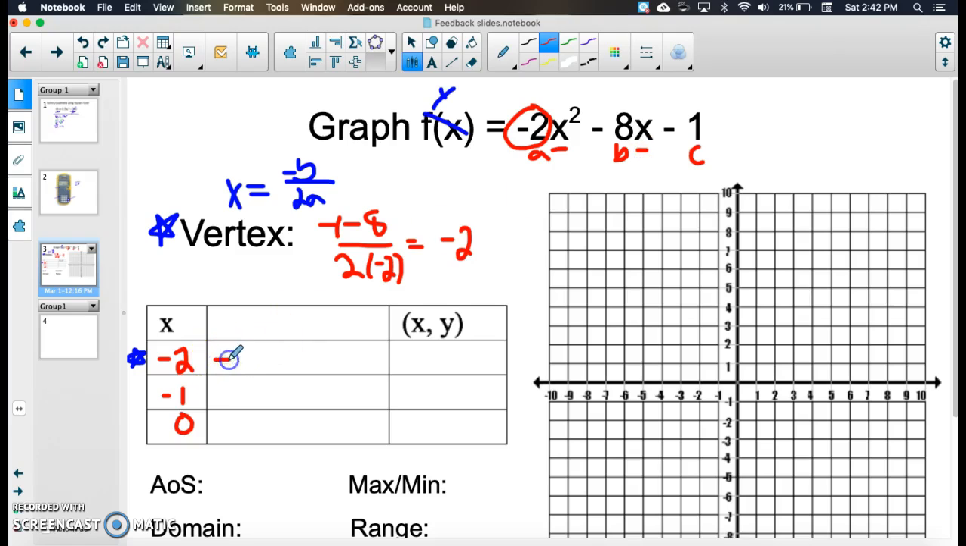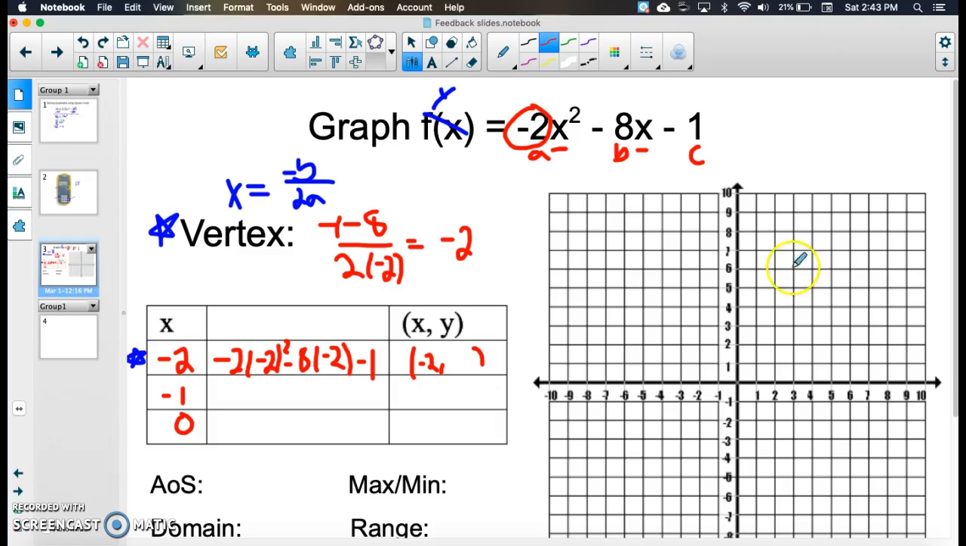So it's going to look like negative 2, and then parentheses plugging in the other negative 2 squared, minus 8 parentheses negative 2, minus 1. That's what you're doing with these x values. You're plugging them in for the x's. When you solve this, you then would write your ordered pair. So it'd be negative 2, comma, whatever value that you get.